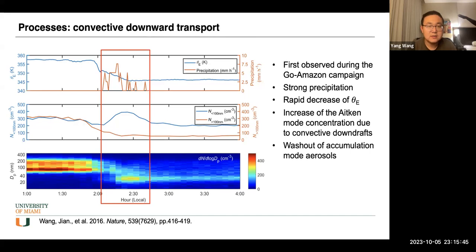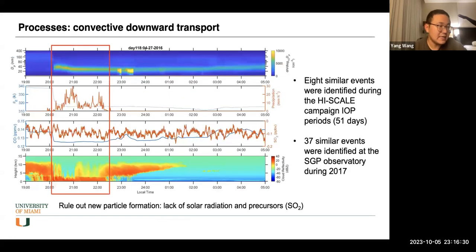Basically, during these deep convection events where you have strong precipitation, the larger particles or the pre-existing aerosols will get washed out. But at the same time, you're going to see these Aitken mode or smaller particles showing up in the boundary layer. From the GoAmazon campaign, there's strong evidence showing that these particles are transported from the free troposphere, where new particle formation occurs regularly, where you have smaller particles. At the same time, during these deep convective events, there is also a strong, quick decrease of the equivalent potential temperature, which is an indicator for these downward motions. We also saw similar events during the HI-SCALE campaign.